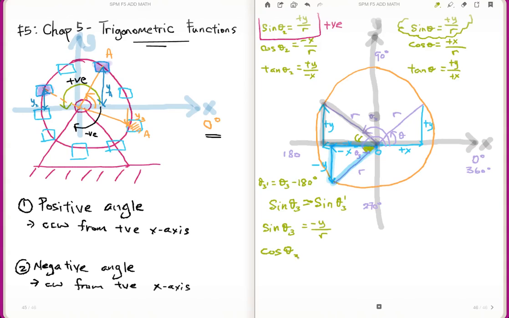Cos theta 3, look at the triangle. Cos will be negative x over r. X over r is actually cos theta 3 prime, so you get a negative of it. Tangent will be negative y over negative x, so therefore it's positive, because the negative signs cancel off. This is where you get a positive y over x. So in the third quadrant, tangent is positive.